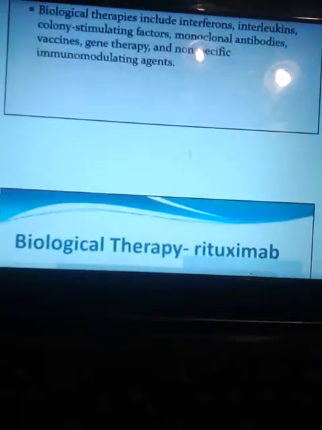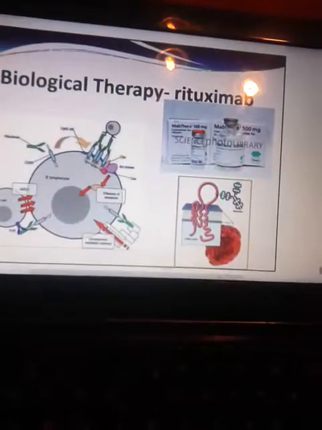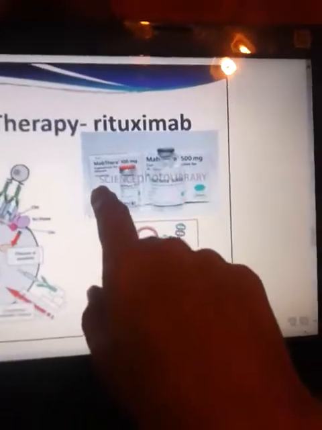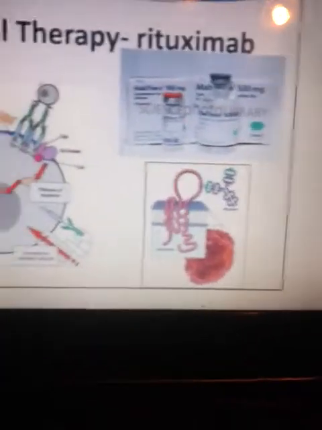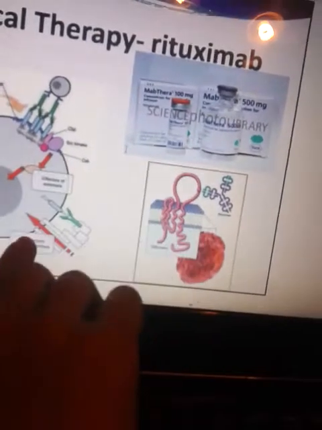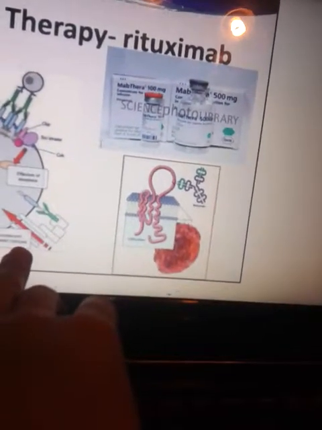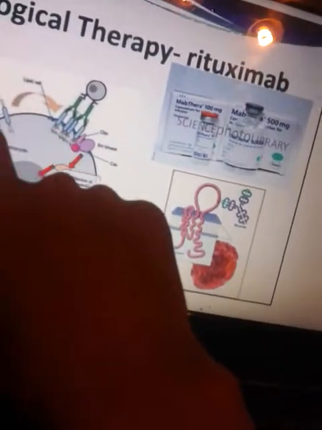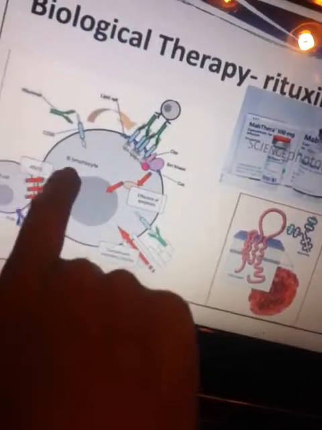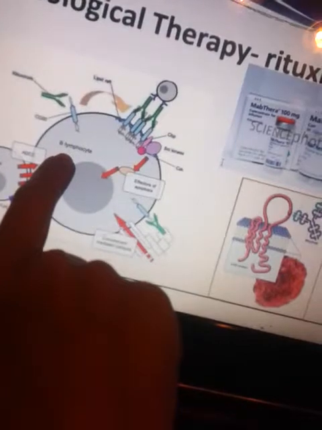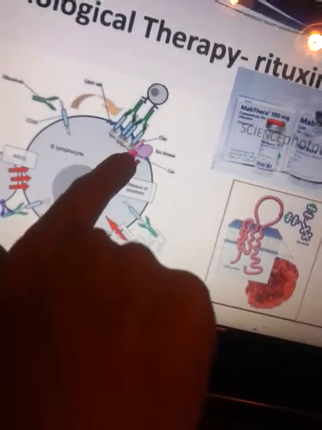Biological therapy by rituximab. How does rituximab work? This is rituximab, or MabThera. This is a very expensive drug. This is a lymphocyte, a natural killer cell, a component mediated by the cytokine. Rituximab binds to the CD20 on the B lymphocyte and changes the lipid raft.